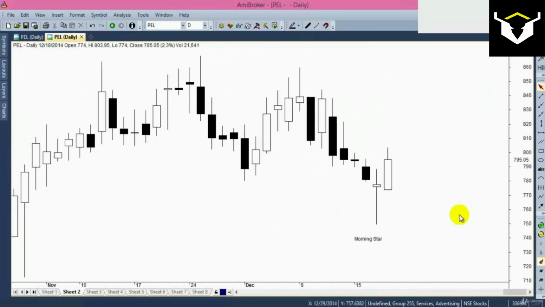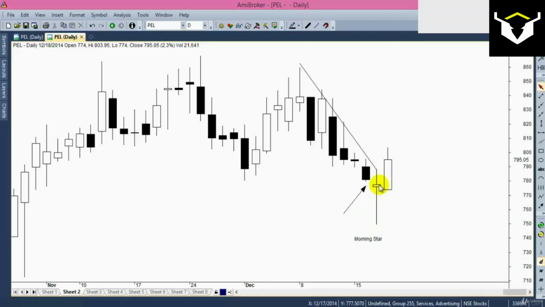Our next example is a morning star pattern. Prices are in a downtrend. The first sell day is not that strong. Nonetheless, it is a sell day. Next day gaps down, trades significantly lower, but closes unchanged, suggesting extreme indecision among traders.